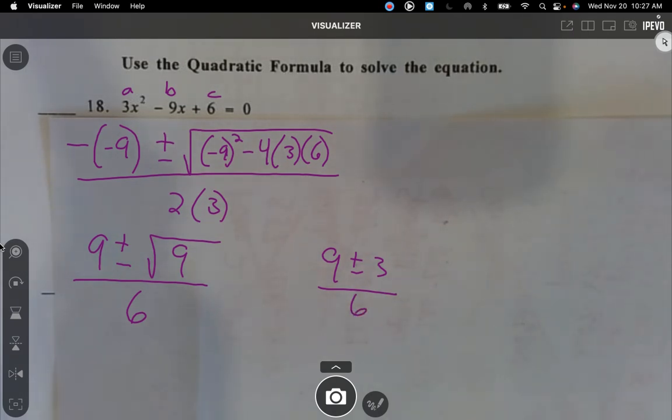What is 9 plus 3? That is 12 over 6, which is 2. What is 9 minus 3? 6. What is 6 over 6? 1. There's our two answers.